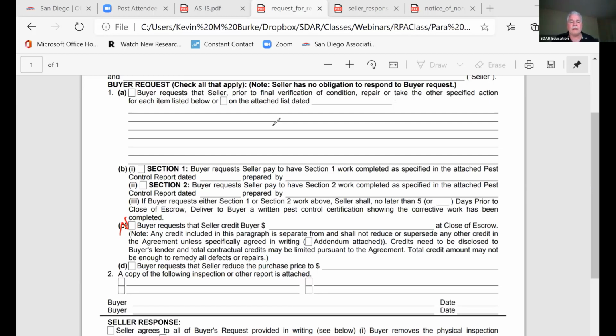Total credit amount may not be enough to remedy all defects or repairs. It may not be. But again, I've had it happen so many times where the repair work that the buyer wanted to have done, they were going to replace everything there anyway. So why not just give them a credit, let them go ahead and replace it? Because otherwise I'm putting in the bottom of the line, no pun intended, toilet, but they might want something that's remote controlled or something like that. I don't know. Okay. All right.